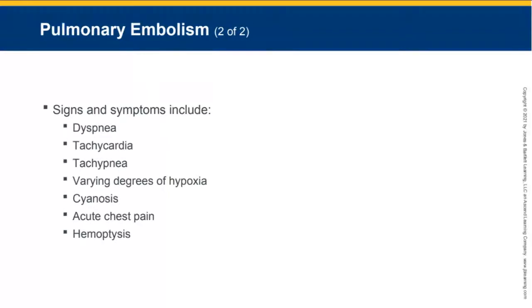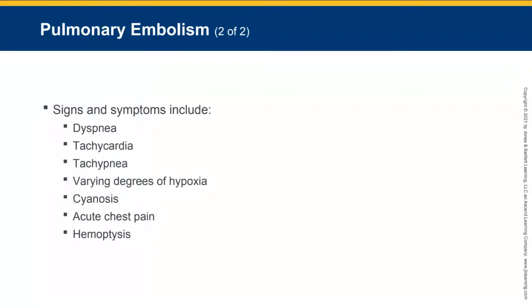Signs and symptoms of pulmonary embolism can include the following: dyspnea, difficulty breathing; tachycardia, rapid heart rate; tachypnea, rapid breathing; varying degrees of hypoxia, and this can be a result of the size of the embolus. Cyanosis also depends on the size. Acute chest pain and hemoptysis, which is coughing up of blood.